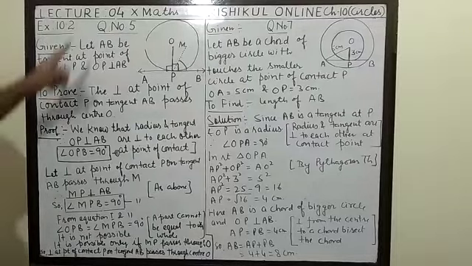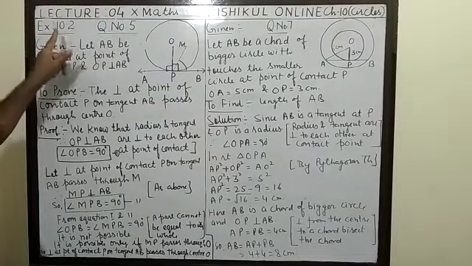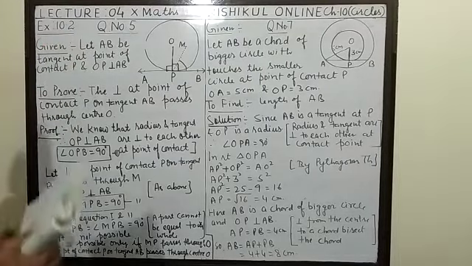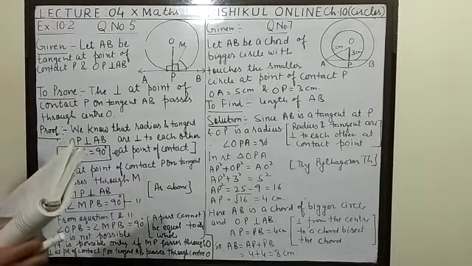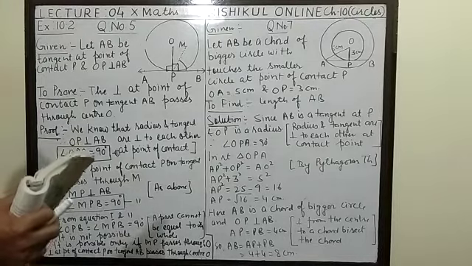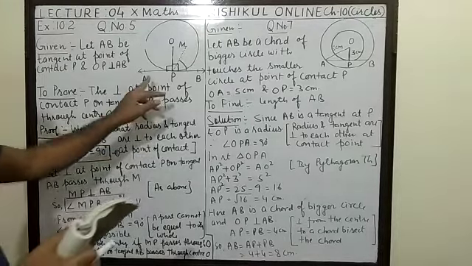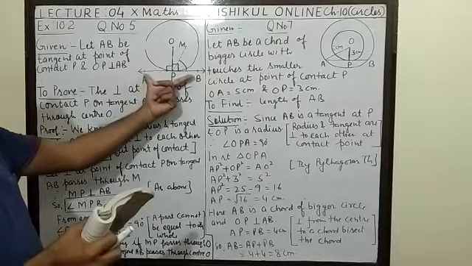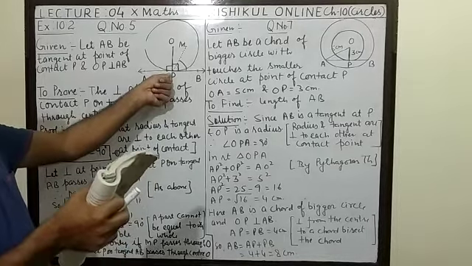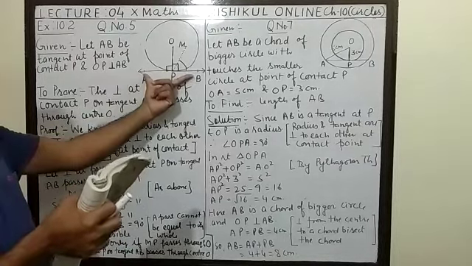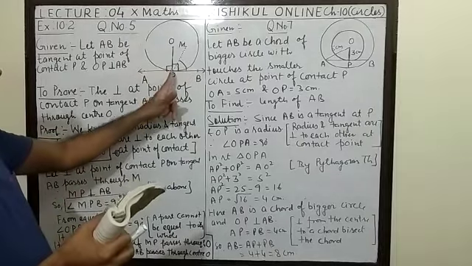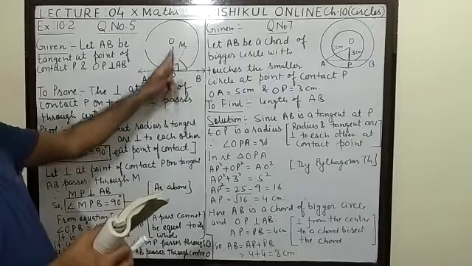Morning students, in lecture number 4, I will discuss here exercise 10.2 question number 5. Question number 5 is: prove that the perpendicular at the point of contact P to the tangent AB passes through the center, that means O.